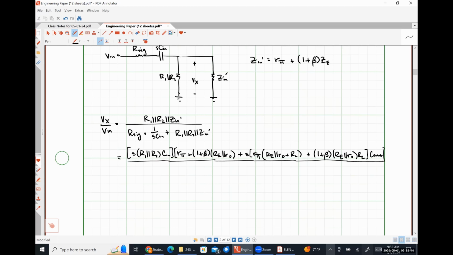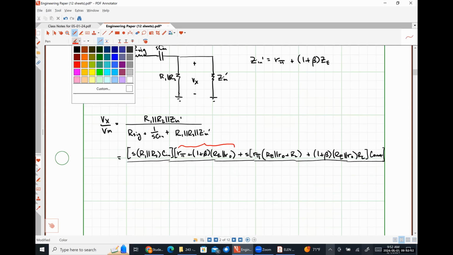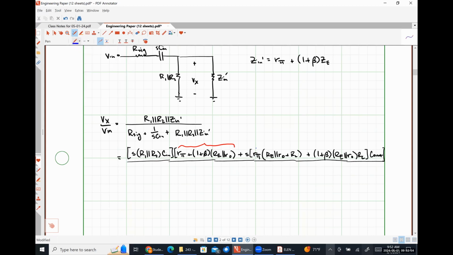No, so just to be clear here, all of this part together is the resistance, and all of that is what's multiplied by S. So I believe I have the correct number of brackets, right? This bracket right here is closed by this bracket right here. This one right here is closed by this one on the outside.